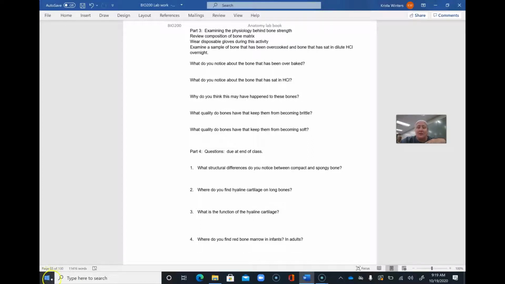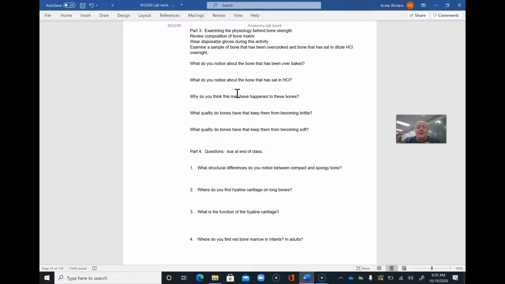So when you look at this, it says, what do you notice about the bones that are overbaked? So here's an overbaked bone. What do you notice about the bones that have been soaked? So that's what I just showed you here. These are the soaked bones. So now let's look at the overbaked bones. Here's an overbaked bone. This bone has been baked and baked and baked, okay? And I want to show you. Oh, that was super simple. Did you see how brittle that bone was? Just snapped.